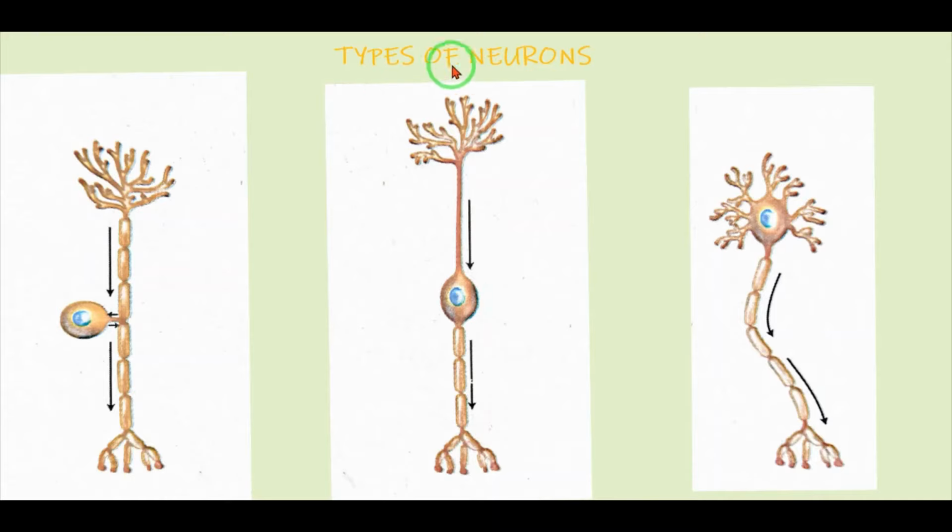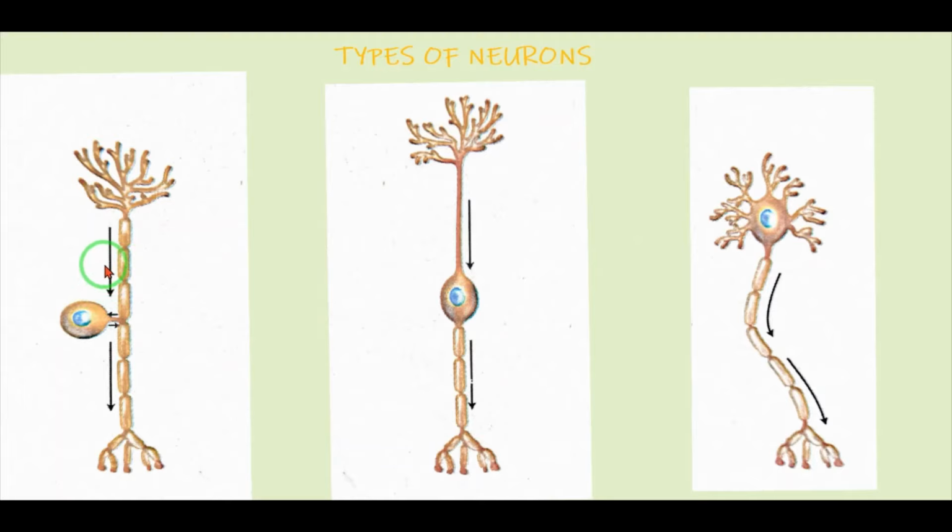Next one is types of neurons. On the basis of structure, neurons are classified into three types. The first is unipolar neurons, the second is bipolar neurons, and the third is multipolar neurons. So these are the three types of neurons. One by one we have to see.